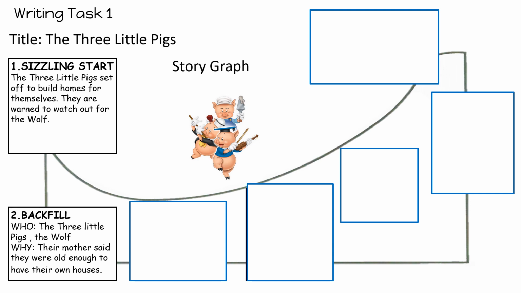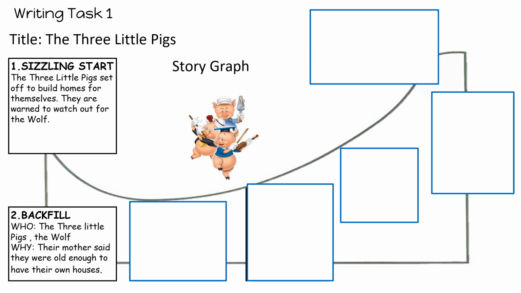This is where we're telling the reader the characters of the story and setting up why the story is taking place. Sometimes it can also tell us when it's taking place or where it's taking place. In this case, we've just got the why, so our characters are the three little pigs and the wolf, and their mother said that they were old enough to have houses of their own. Then we've got our three parts to our complication.